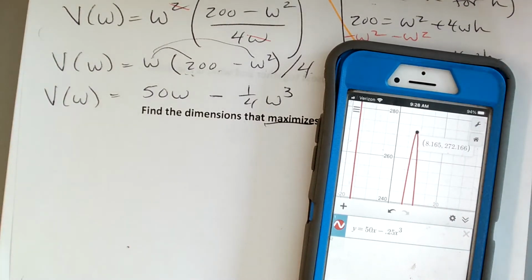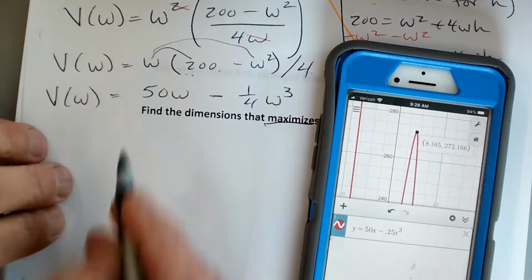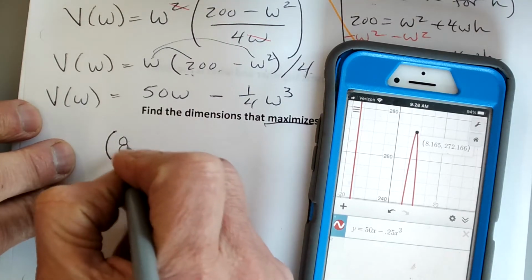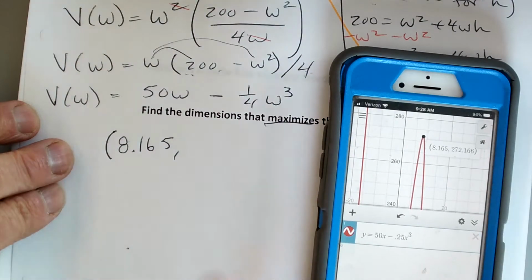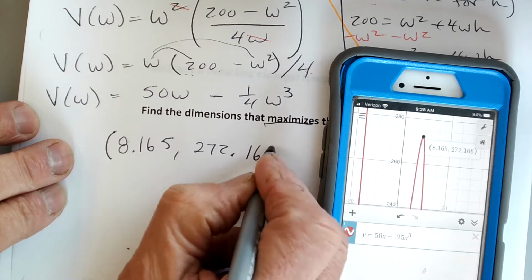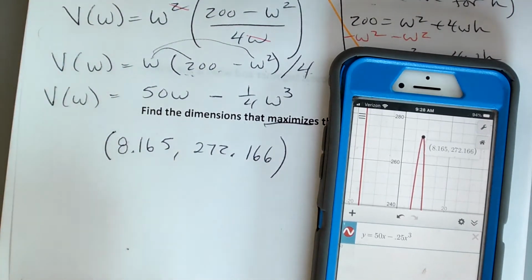So I get a point. I'm going to write my point down and think about what this point means, okay? So my point is at about 8.165, and I get a point at 272.166, okay? And I'll let you catch up. So I used my decimals, I typed it in. I want the maximum, right? Look for the maximum, so I tapped, found the maximum point, okay? How am I doing? Thumbs up, everybody?